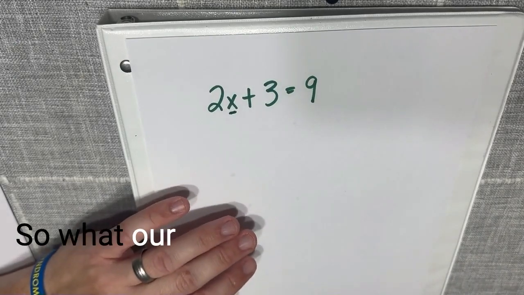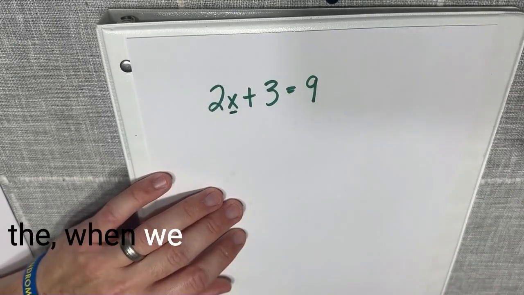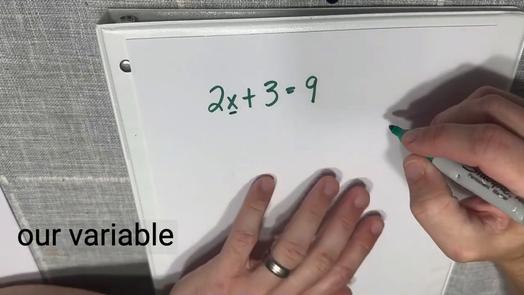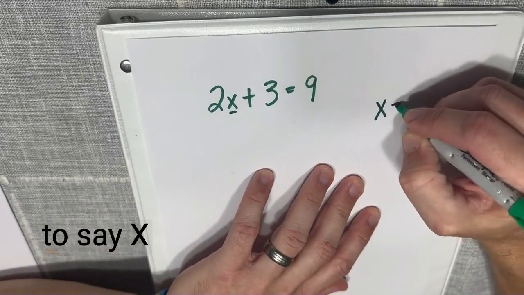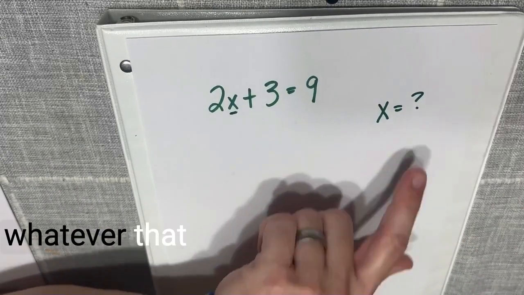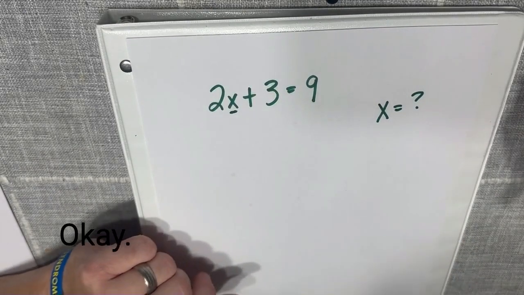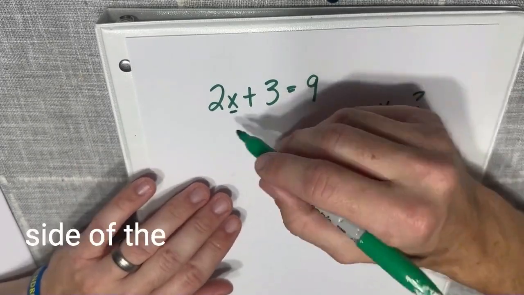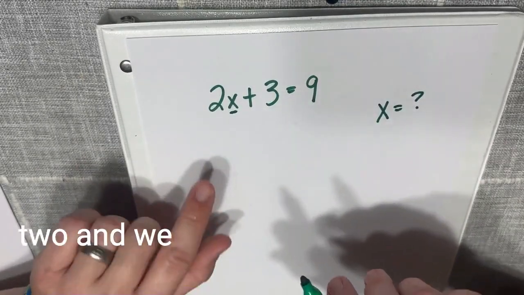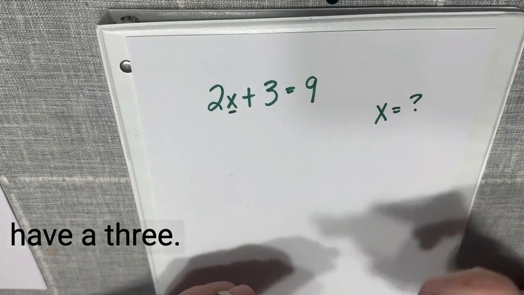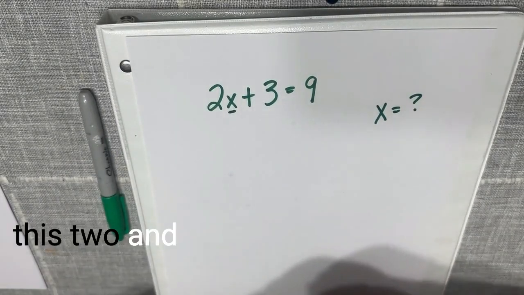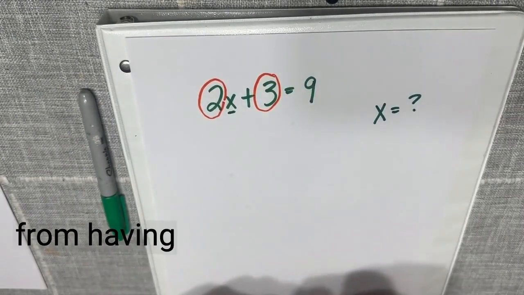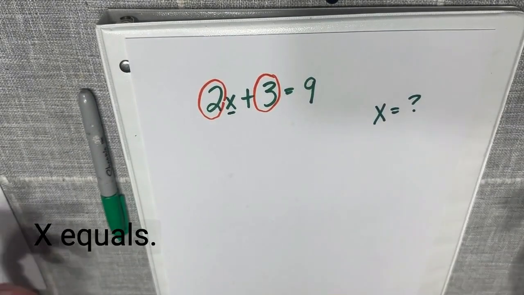Okay. So what our goal is, when we know we have solved this equation, is we're going to have our variable and it's going to say x equals whatever that number is. Okay. So our problem is we got a lot of stuff happening on this side of the equal sign. So right here, we have a 2 and we have a 3. And right now this 2 and this 3 is keeping us from having just the x equals.